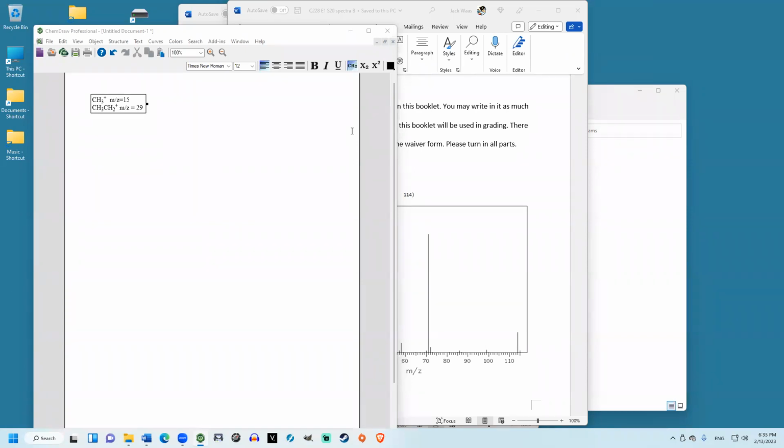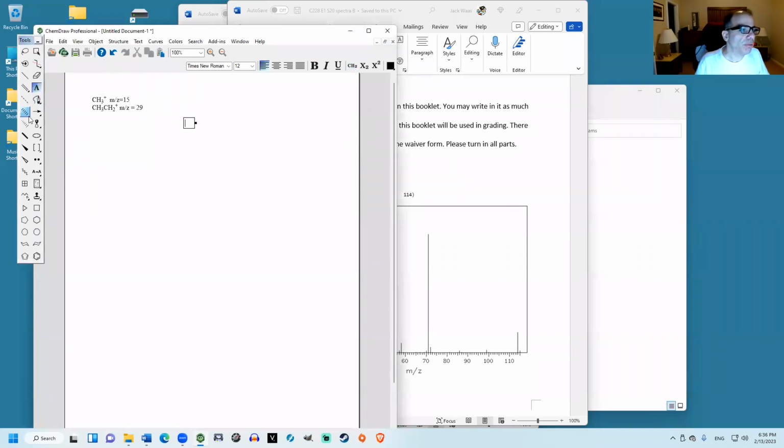Could you please tell us what the compound is again, Dr. Wass? The compound is 4-heptanone. Let me try drawing it for you. That's 4-heptanone.